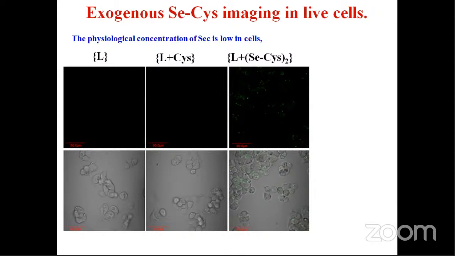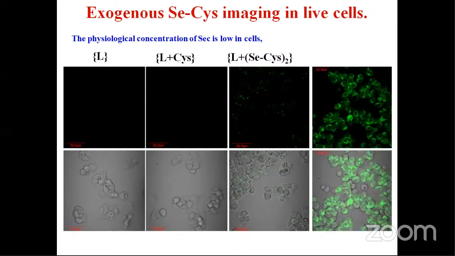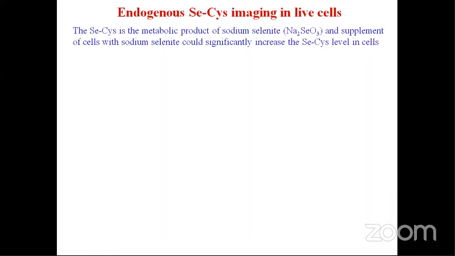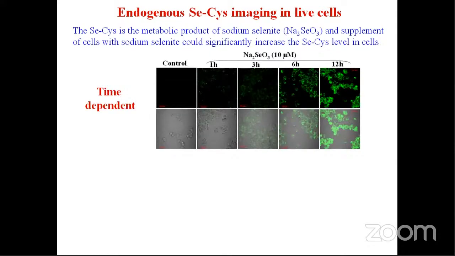How to detect in vivo, that is without addition of selenocysteine? As I said, selenocysteine is a metabolic product of sodium selenite. So if you supplement the cell with sodium selenite, that could significantly increase the selenocysteine level in the cell, because you are supplementing with sodium selenite, then you are increasing the selenocysteine concentration levels in the cell.